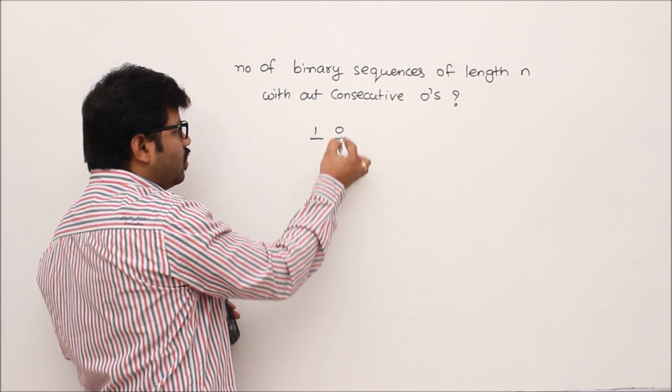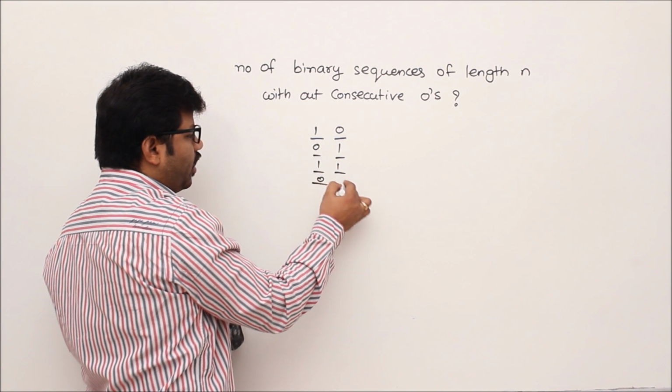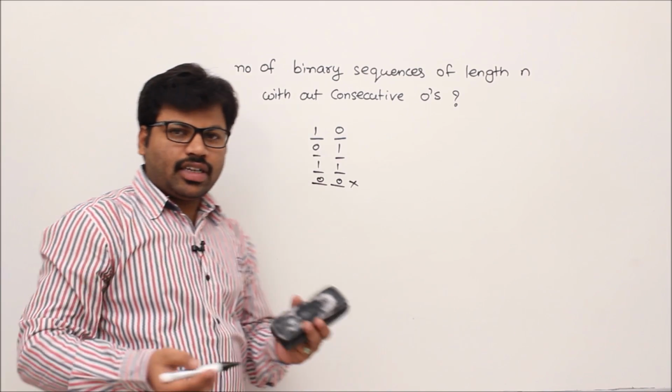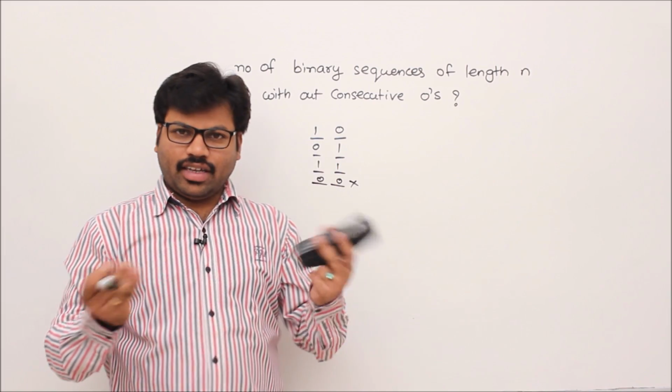One is 1 0, maybe 0 1. Third one is 1 1, isn't it? Don't write 0 0, correct? So it violates the condition. Now how many such sequences are possible for length n?